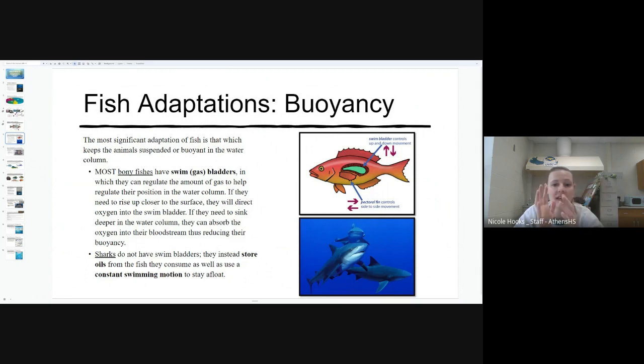So prior to this adaptation, sharks will store oils, or all primitive fishes would have stored oils. If you think about fish oil, people take fish oil all the time. That is the oil that they'll kind of, once they eat and consume, they hold on to those oils, put them into their bodies, into their muscles, into their tissues, and they'll use that to keep them buoyant as well as constantly swimming. If they stop swimming, they'll sink. So that's one reason why they always swim.